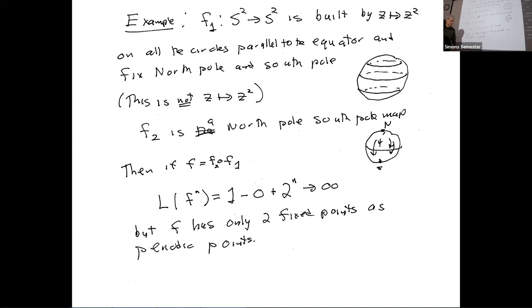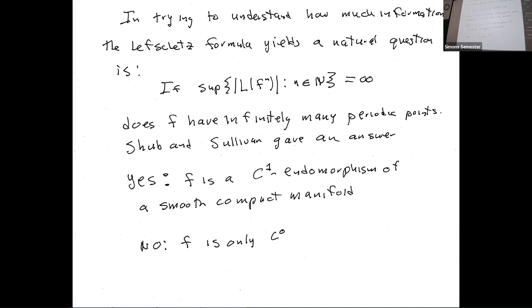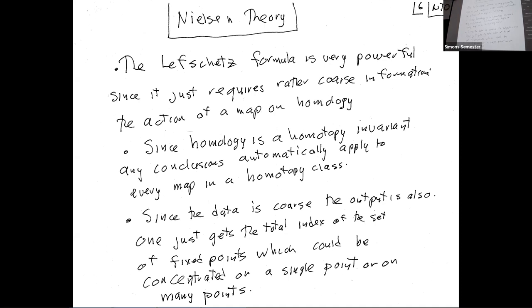And the surprising thing, you can go back and look at this paper, this proof is actually quite easy. It's basically just calculus. You show that if you have a smooth fixed point, the index can't go to zero at the smooth fixed point. So if your Lefschetz number is going off to zero, there have to be periodic points to contribute to it. Okay, so that's good old Lefschetz formula and some results about it. And as I said, it's rather powerful.